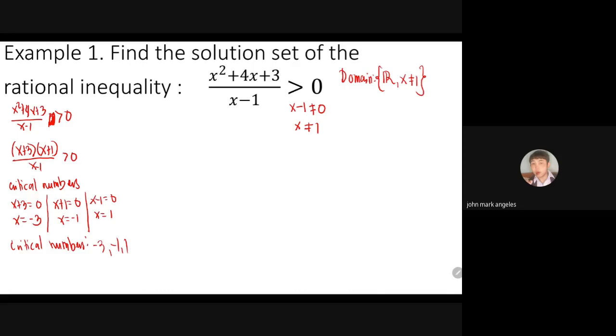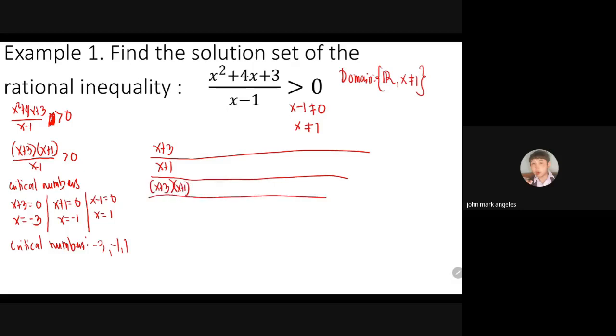Tapos ngayon, gagawa natin siya ng test value. It's called table. So we have x plus 3, x plus 1. Kailangan ko ng pasensya no sa lesson na to kasi alam ko mahaba to at mahirap.